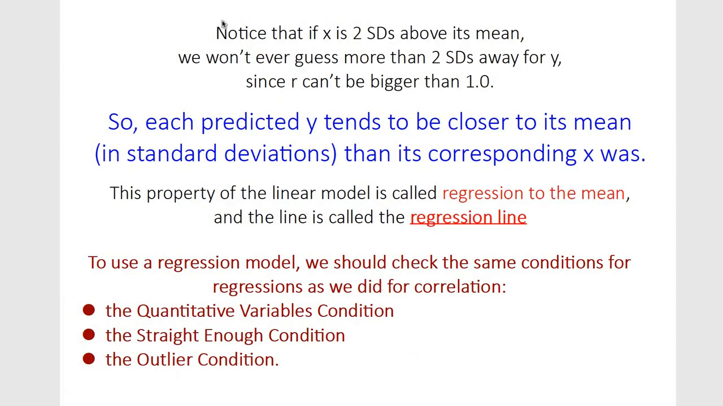So let's think about that for a minute. If x is 2 standard deviations above its mean, we're not ever going to guess more than 2 standard deviations away for y, because r can't be bigger than 1. So each predicted y value tends to be closer to the mean. Even though x is 2 standard deviations away, y is not going to be that far from its mean. So what that means is regression to the mean. It's a regression line because you're going closer to the y values.